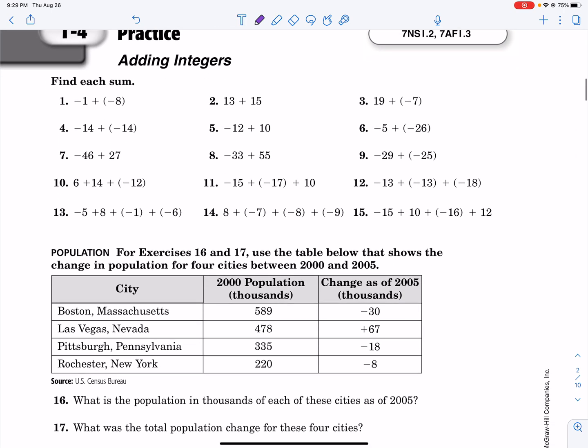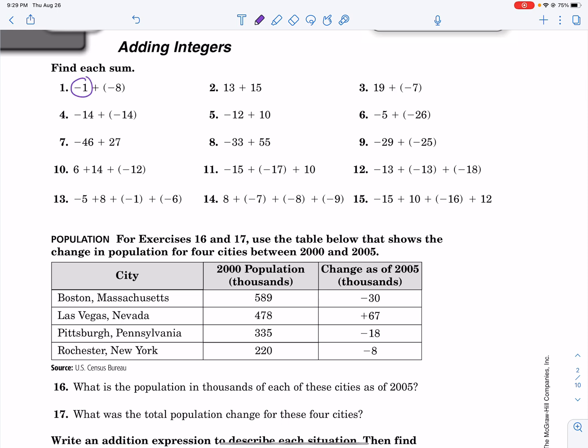Okay. All right, so adding integers, I'm taking a -1 and I'm adding a -8. So that gives me a -9. Okay. 13 plus 15 gives me a 28. 19 plus a -7 is the same thing as saying 19 minus 7. So this gives me 12. -14 plus a -14 gives me a -28. -12 plus 10. So I have the -12 is the bigger one. So that gives me a -2. -5 plus a -26 gives me a more negative value, which is a -31.